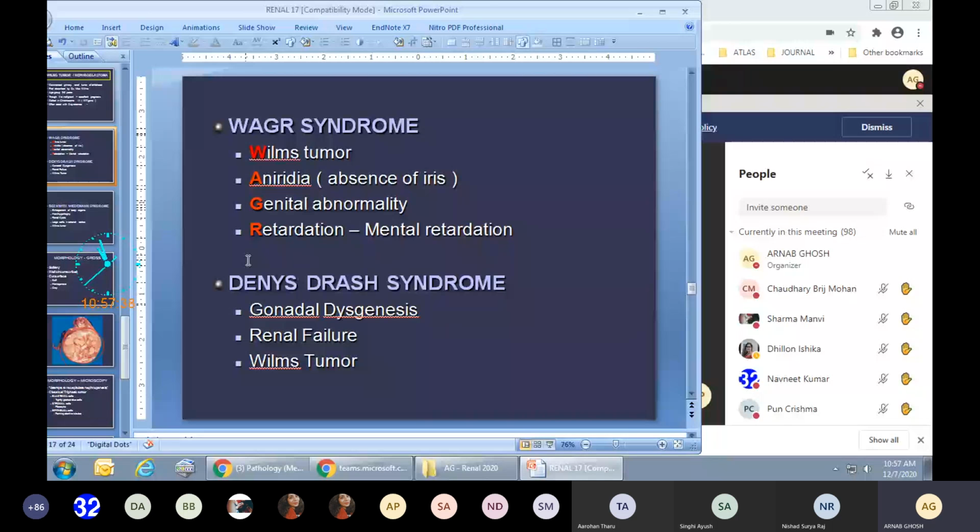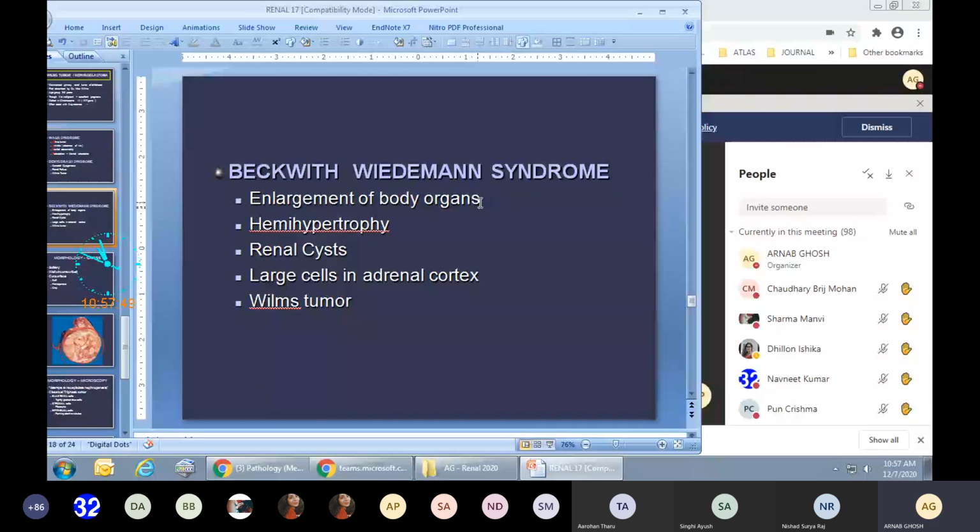Denys-Drash syndrome: gonadal dysgenesis, renal failure, and Wilms tumor. Beckwith-Wiedemann, as I said, everything will be enlarged. So remember in that way. Don't write that, but remember that the name is long, so there will be enlargement of body organs. Half of the body will be larger, so hemihypertrophy. Kidney will have renal cysts, large cells in adrenal cortex, and Wilms tumor.